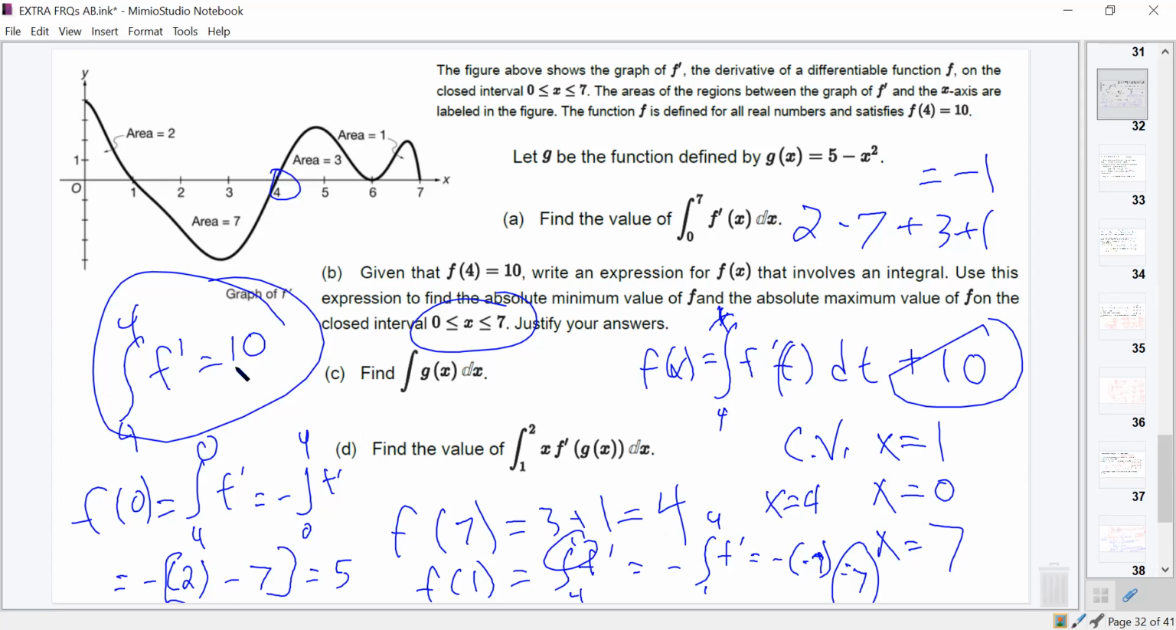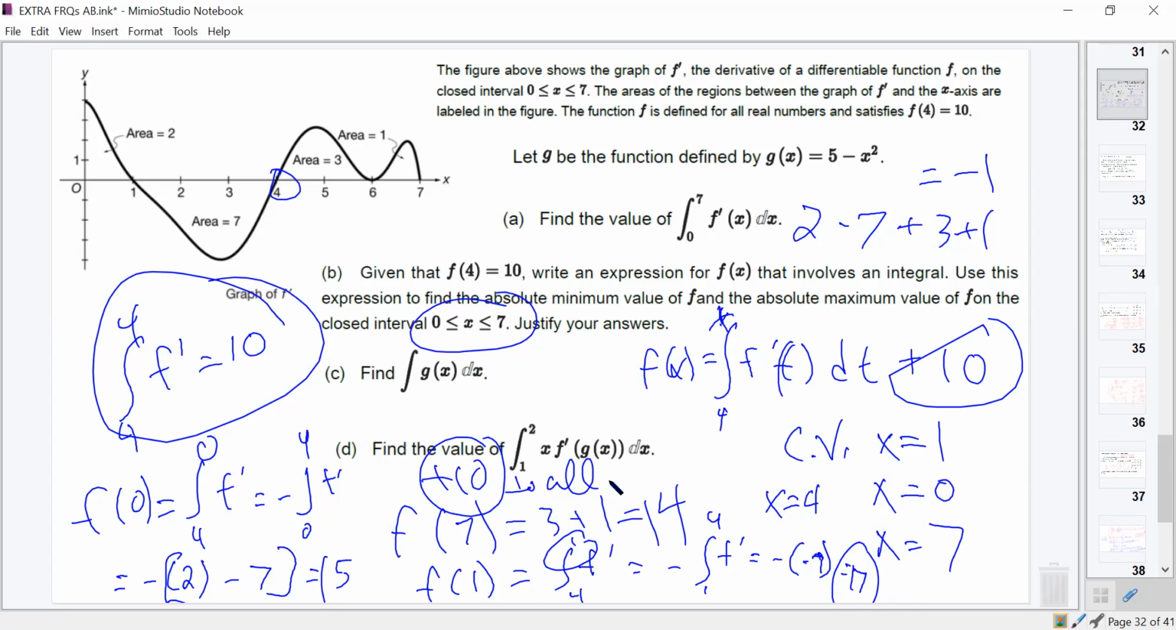So this one is 10. This one is 15. This one is 14. And this one is 17. So plus 10 to all. That's my fault. I totally forgot about the plus 10, but the max and the min still occur in the same place. It's just the max is 17 and the min is 10. Okay, thank you. Sorry about that.